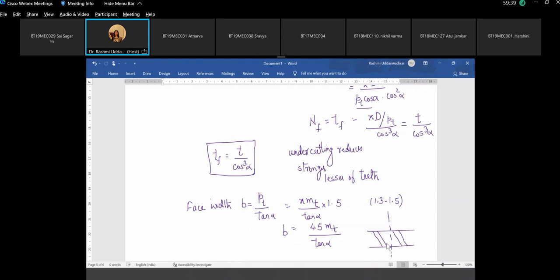And so instead of the spur gear, where at a given time it is 1.7 to 2 number of teeth in contact, here we get more number of teeth in contact. So the load is shared by more number of teeth. So as you increase the value of mt, the load sharing increases, or load is shared by more number of teeth. That is the advantage of increasing B.